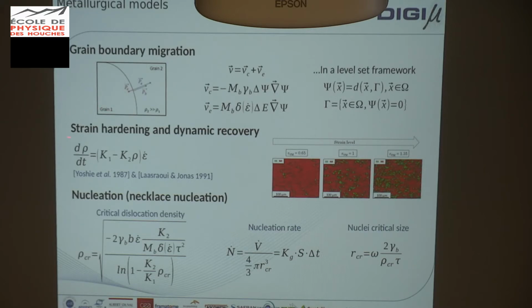Then we also describe strain hardening and dynamic recovery. Here it is a classical formulation with one hardening term and one recovery term, and some more tricky equations to describe the nucleation. I will get into detail when we get to that part.